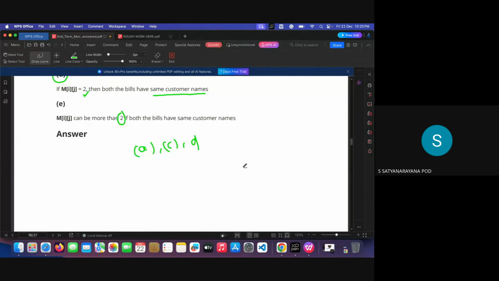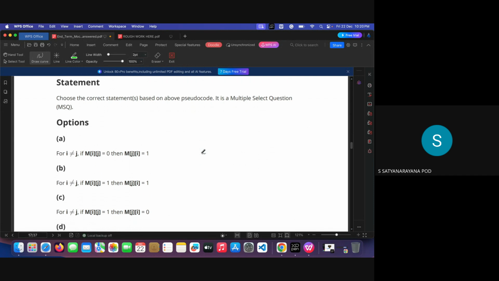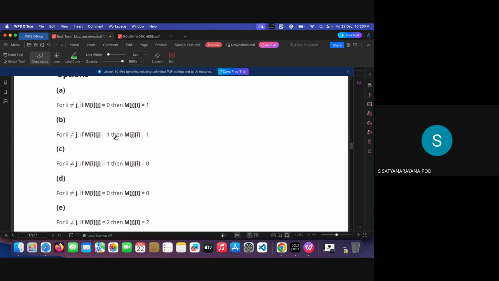A, C and D. These three are correct. I think one more question is also linked to this. Let me see. Yeah, it is also an MSQ. Choose the correct statement based on the above pseudocode. It is also an MSQ.